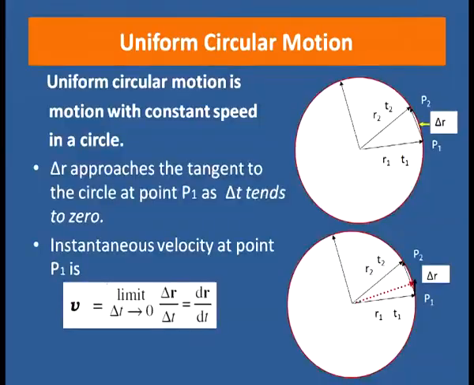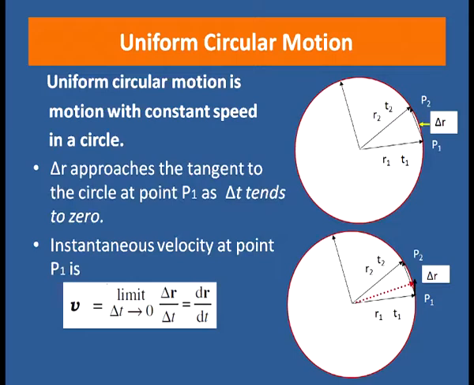You can see the figure on your screen. Here, suppose the particle was at P1 when time was T1. So, the position vector of point P1 is R1. After some time interval, it reaches P2. Suppose at that time is T2. Now, the position vector of point P2 is R2 and the displacement vector is delta R, which is equal to R2 minus R1. Now, delta R approaches the tangent to the circle at point P1 as delta T tends to 0.